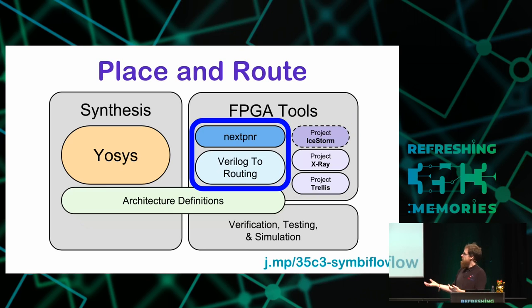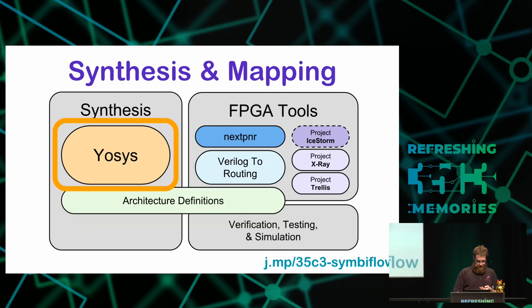Then you have the place and route tools. We're still continuing down the line of supporting Verilog to Routing, but we've also got NextPNR. There's also Yosys. Yosys, I think, is the best example of a really great open source project that does synthesis. And we use that as the front end, no matter what the back end is, whether it's NextPNR or Verilog to Routing.